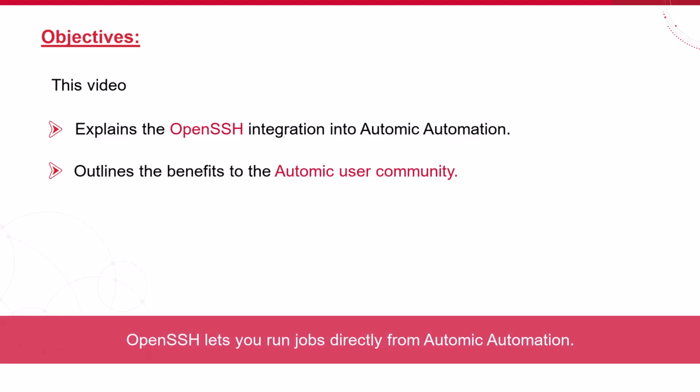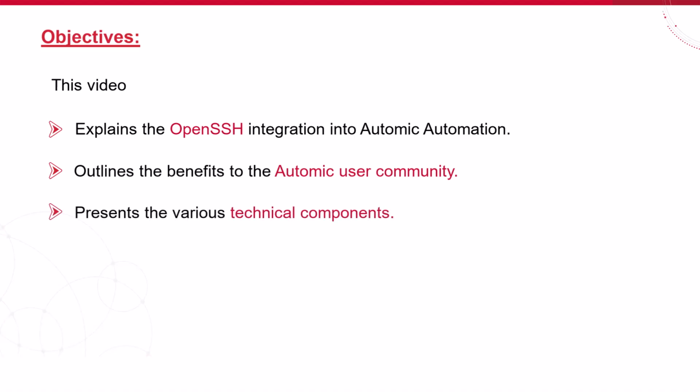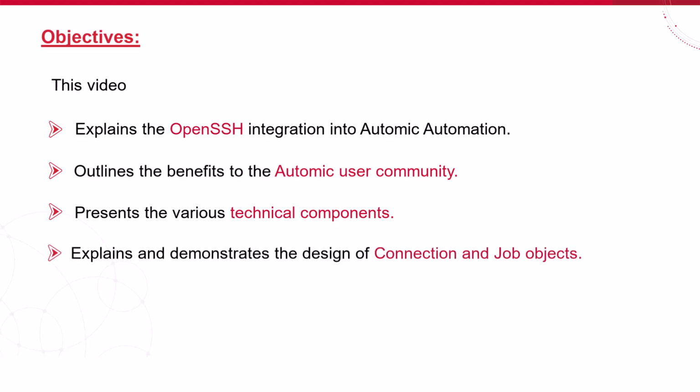Integrating Automic Automation with OpenSSH allows you to run and monitor OpenSSH jobs from Automic Automation without having to log in to the OpenSSH environment. We'll provide some technical insights so that the integration components are clearly identified and the deployment sequence is understood. We'll focus on the configuration of the agent and the design of the two core object templates, connections, and jobs. Finally, we'll run through a demo.